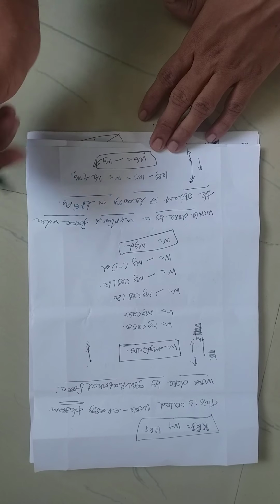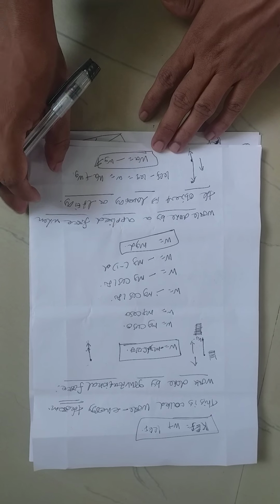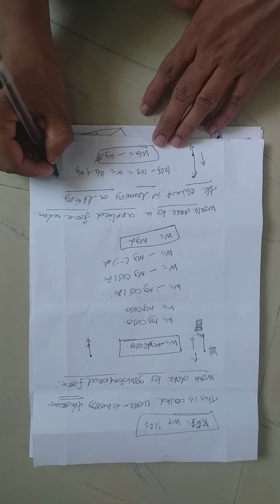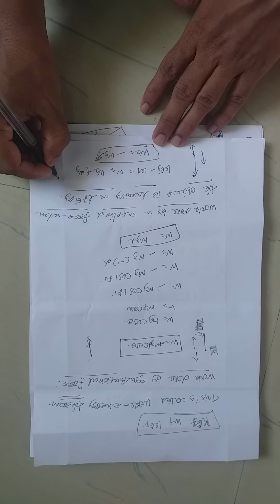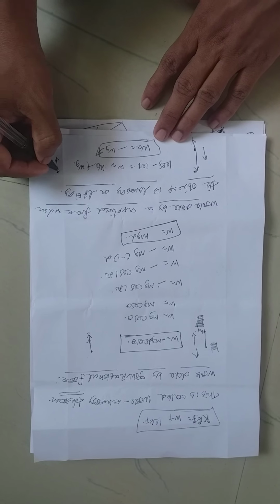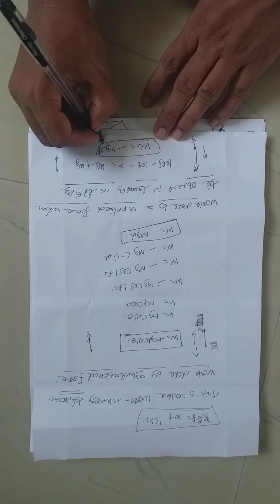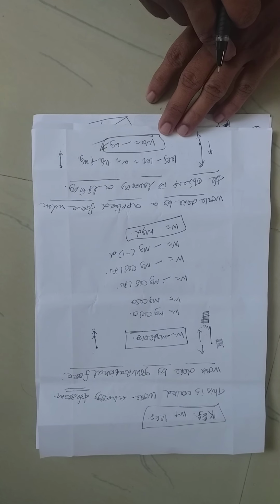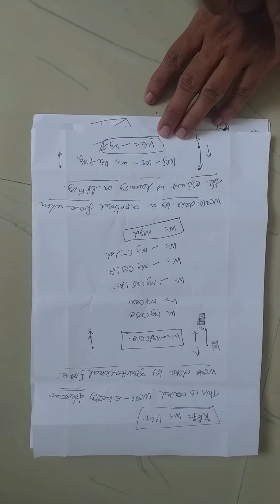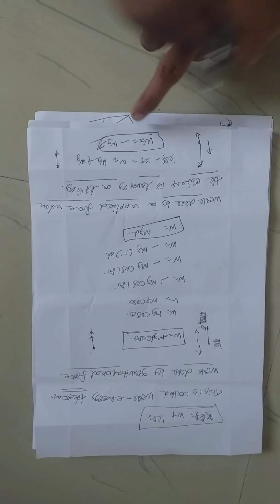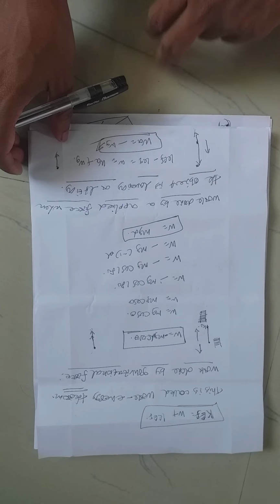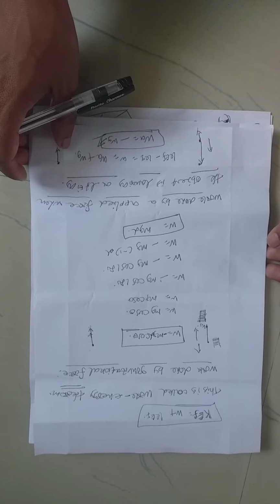The same logic applies when the object is being lowered. When the object is moving in the downward direction, the same formula applies. The work done by the applied force is equal to minus the work done by the gravitational force. This is the important concept we are going to use to solve the problems.